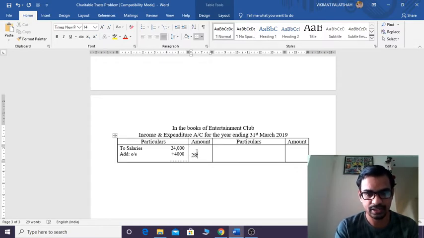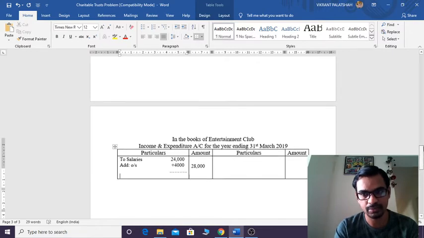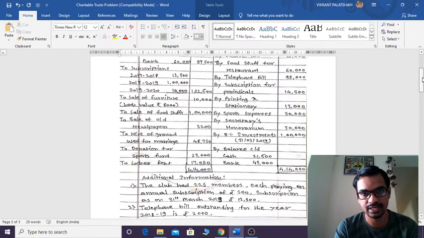So in this way this amount is added, and it comes to 28,000. And where is the second effect of this? The second effect we have to show in the balance sheet. When we prepare the balance sheet, at that time on the liability side we have to show the second effect. Understood about the salaries?